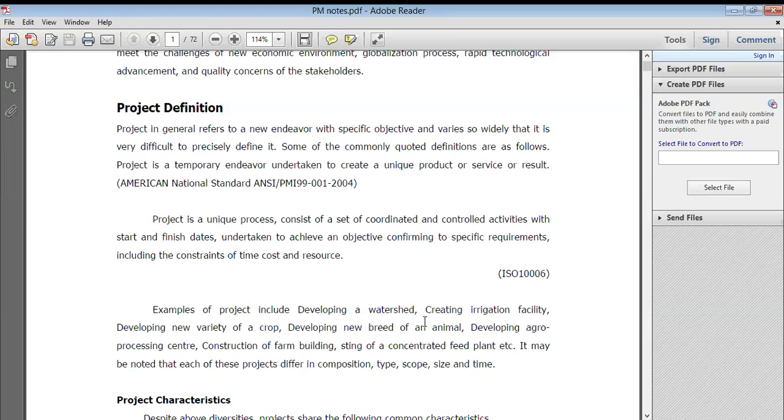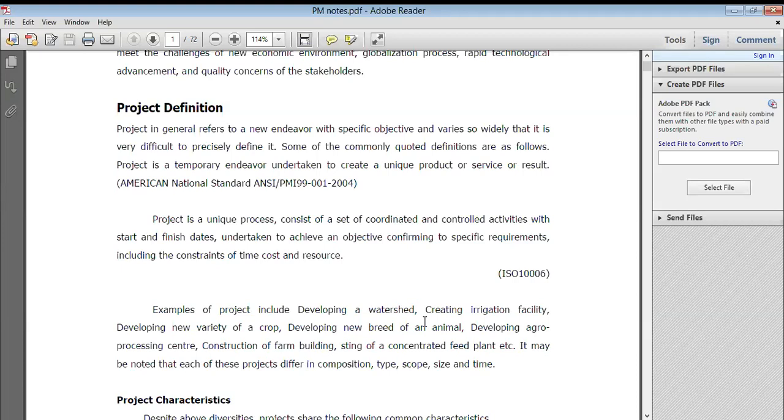Now examples of projects include developing a watershed, creating irrigation facilities, developing a new variety of a crop, developing a new breed of an animal, developing an agro processing center, construction of a farm building, setting up a concentrated feed plant. It may be noted that each of these projects differs in composition, type, scope, size, and time. Any kind of project you can start.